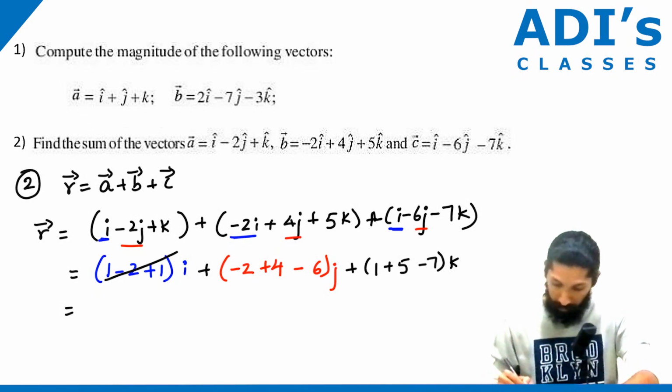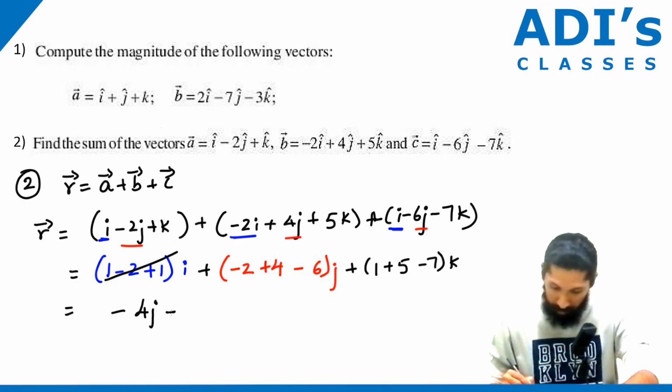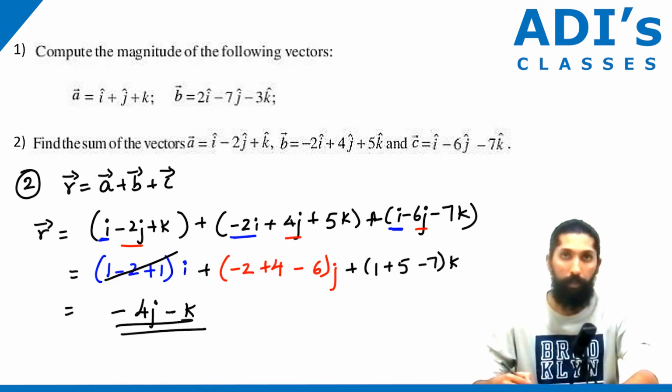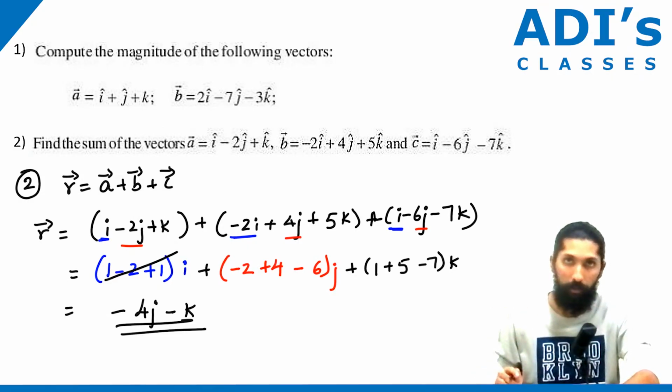Next, minus 2 plus 4 minus 6 is minus 4, so minus 4 j cap. The k part is going to become minus k cap. So minus 4j minus k. This is the answer for the second one. Clear? Now let's do the third one.